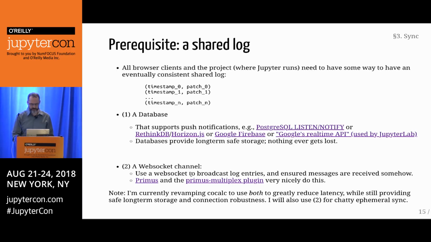In CoCalc, I'm currently combining both approaches. The database approach is fully implemented and has been live for a couple of years. But I want to reduce the latency when you're doing real-time sync. I'm doing that by also using a WebSocket channel to distribute messages. That'll give me a really fast update. Then I'll distribute exactly the same messages via the database. That'll be slower, but it'll only be a backup in case of lost messages.